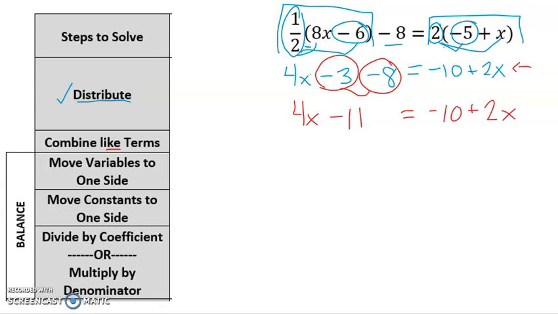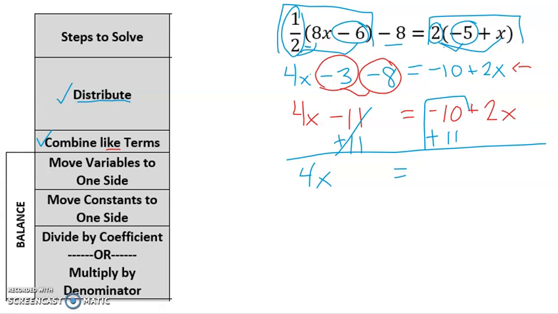Okay, now it's time to start moving. We combine like terms. Let's start moving things around. Okay, so I'm going to zero out my 11 and keep the balance. Again, you check that by saying -11 plus 11 is 0. Good. If it isn't a 0, you didn't zero it out. Okay, so I have 4x equals -10 plus 11 is 1. And then I have the plus 2x.